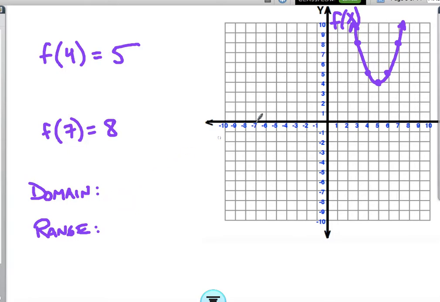Okay, domain. Do you see how these arrows are going up, but as you're going up, you're also going to the left, and here as you're going up, you're also going to the right. Like for example, if I took an x value of 9, it would just be off the graph. Or an x value of 10 would be off the graph. But those x values, it is going left and right forever, so our domain is all real numbers.